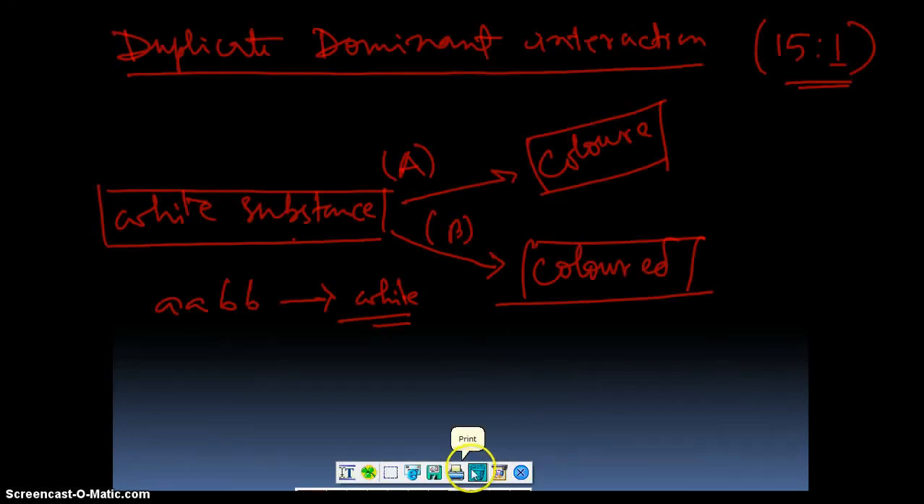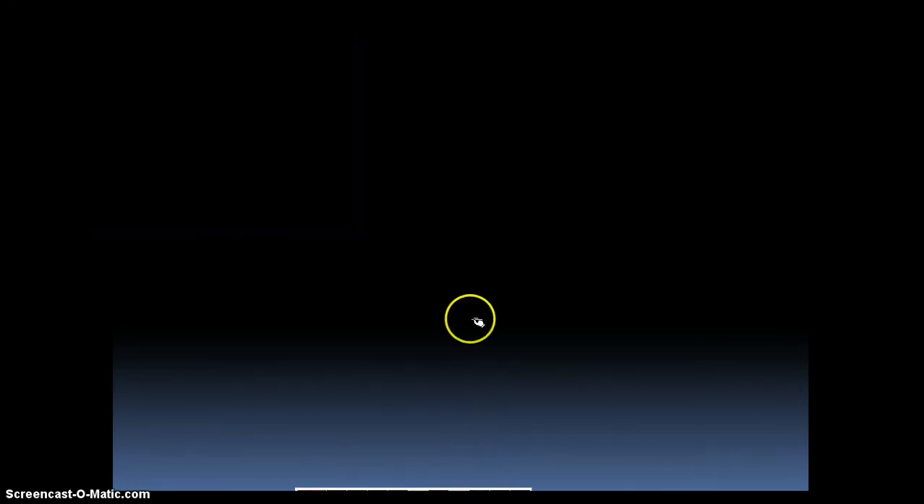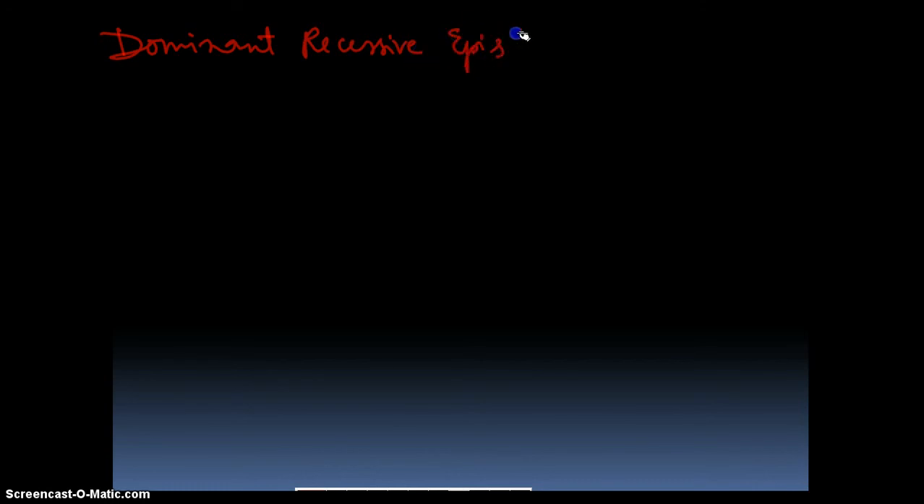Now again go back to our previous slide, and let me talk about another kind of epistatic interaction, that is dominant recessive epistasis. And here the ratio that we observe is 9:7.